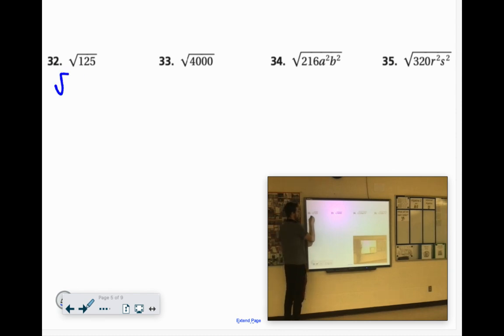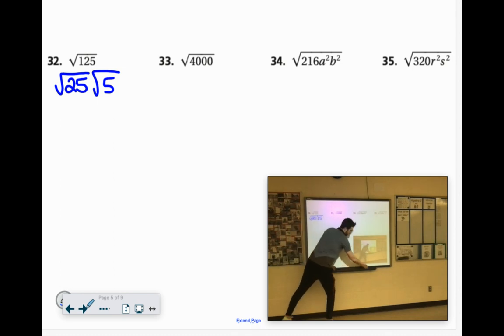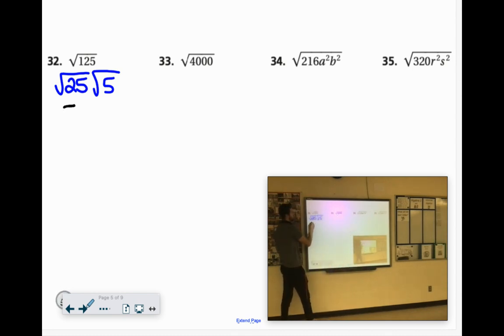Root 125, break it up. 125 is 25 times 5. Square root of 25 is 5. So we have 5 root 5.